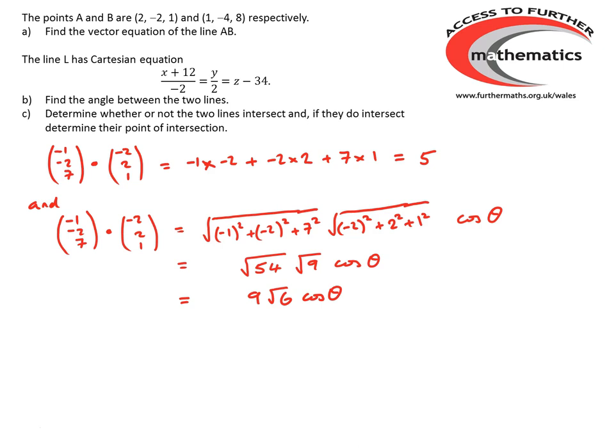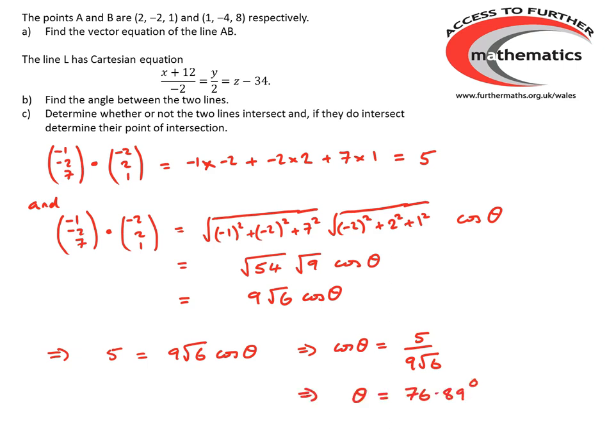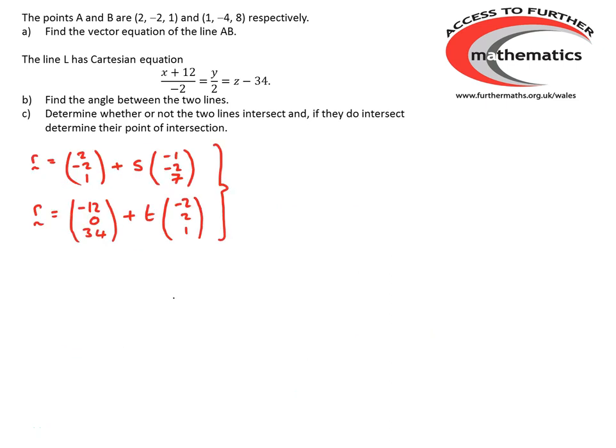So putting our two pieces of information together, we know that 5 must be the value of 9 root 6 cos theta. In other words, cos theta is 5 divided by 9 root 6, which tells me that theta is 76.89 degrees. So we've now found that the angle between these two lines is 76.89 degrees. So finally, we need to have a look at whether these two lines intersect or not.